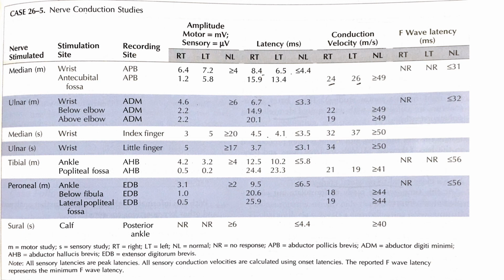We'll go over an example of a CIDP case. We can see in this example conduction blocks in various nerves, as pointed out with these pointers. The median motor is showing amplitude from 6.4 to 1.2, which is definitely more than 50% drop, and also 4.6 to 2.2 in ulnar motor, and in tibial it's going from 4.2 to 0.5, and peroneal it is going from 3.1 to 1.0.